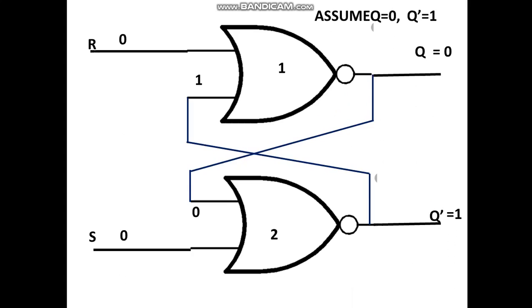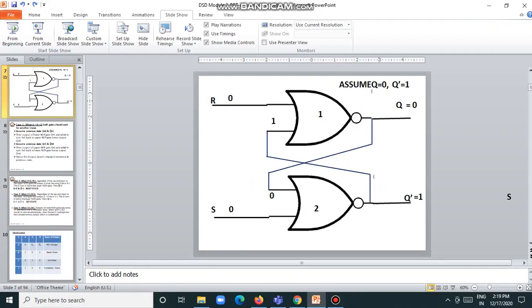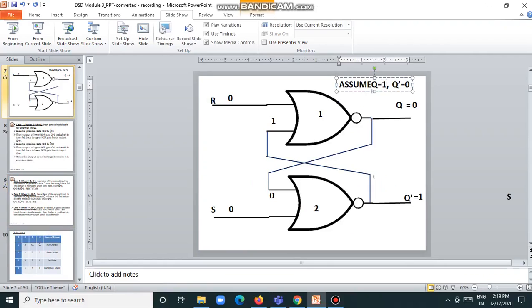Okay. So when you assume the previous state as 0, 1, then you got a next state as 0 and 1. Okay. So similarly, we will just assume Q as 0 and Q bar as 1. We will assume Q as 1 and Q bar as 0 now. Okay, I'll just change it now. So now I will assume Q as 1 and Q bar as 0, right?